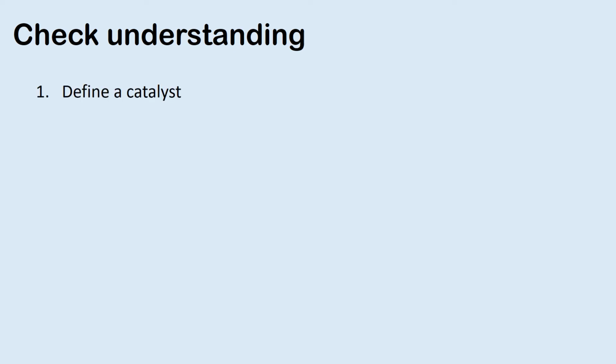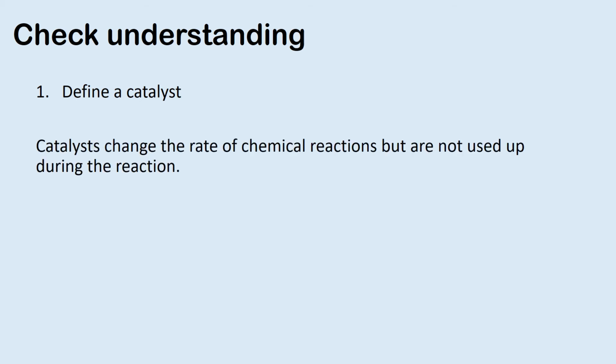So first of all, you need to be able to define a catalyst. So pause the video and write that down. And that is something that speeds up or changes the rate of a chemical reaction, but is not used up during the reaction. Now it's interesting to note, I defined it as something that speeds up a chemical reaction earlier. Technically, catalysts are actually just things that change the rate. Pretty much always you're going to be using them to speed them up, though.